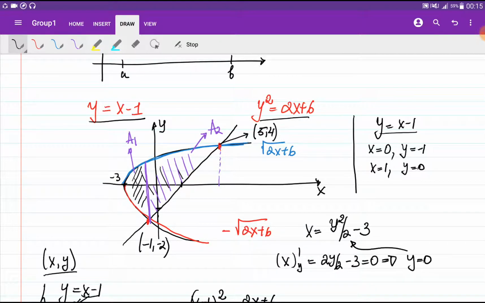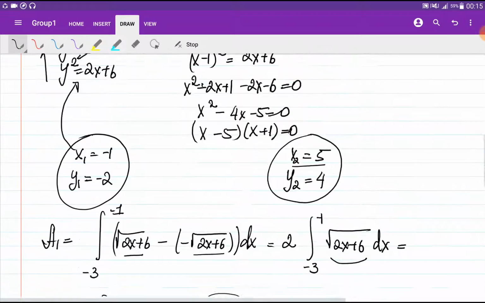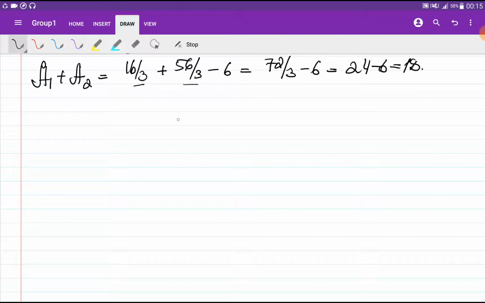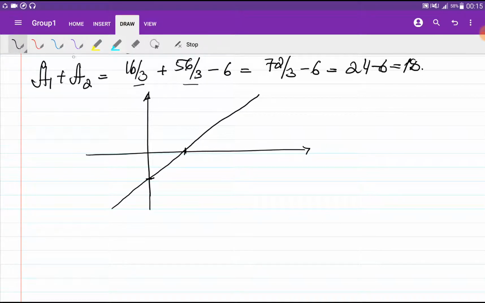But we could solve this problem more easily by making horizontal rectangles. So let's discuss this idea, this concept. Let me draw the same curves again. First of all, we need to draw the line, right? So the line passes through the points with the coordinates 0 and minus 1, and 1 and 0. Then I have to draw this kind of parabola, right? Like this and like this.